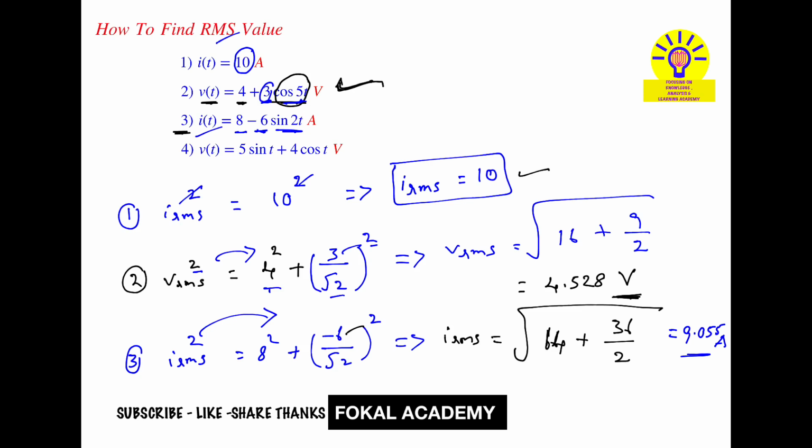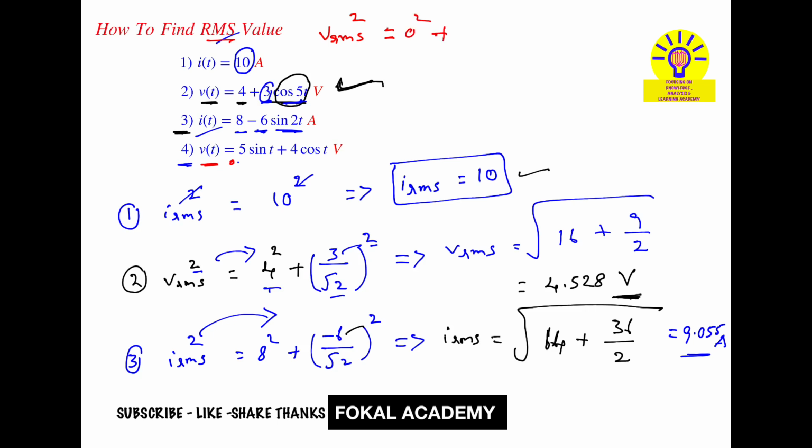Now come to the fourth problem. Here there is no constant. Only 2 sine signals are there. Same pattern. Just we are going to take another signal. Let's see here. So here we want voltage RMS, that is V RMS square. That's equal to, no constant is there here, nothing but 0 square. No change.